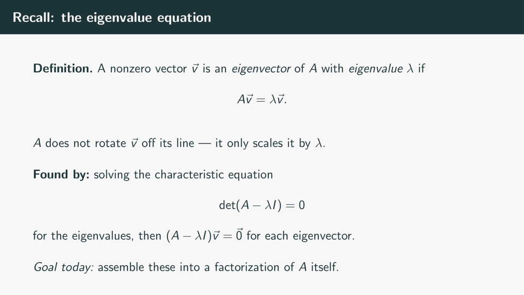So far, we have treated eigenvalues and eigenvectors one at a time. Today's move is to gather the whole collection of them and use it to take the matrix A apart and rebuild it in a far more convenient form. That rebuilt form is the diagonalization.